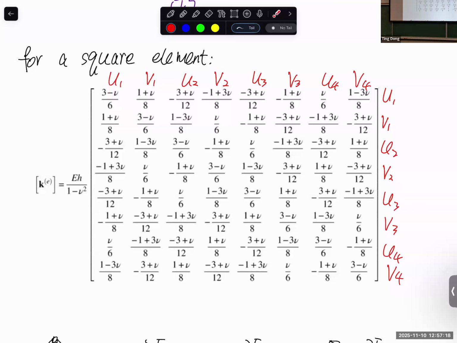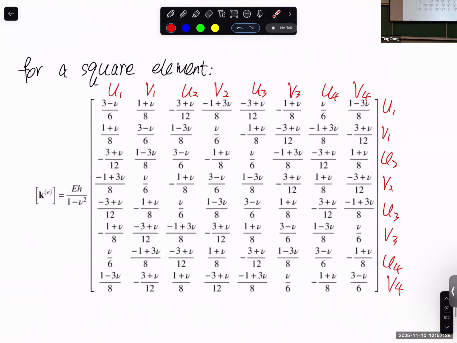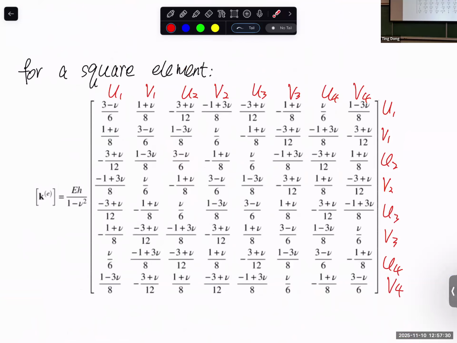So I made homework, and the third problem is you need to use this one. And I provide this matrix in the homework problem statement. You can use it directly. And same thing for the exam. If I ask anything about square element, you need to use K, I will provide this one.